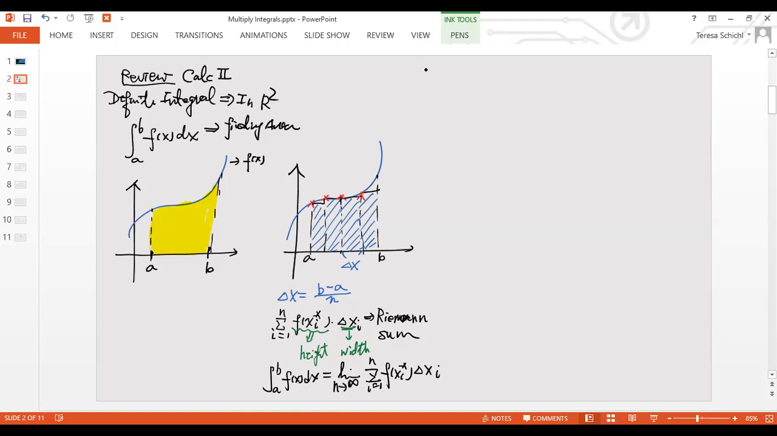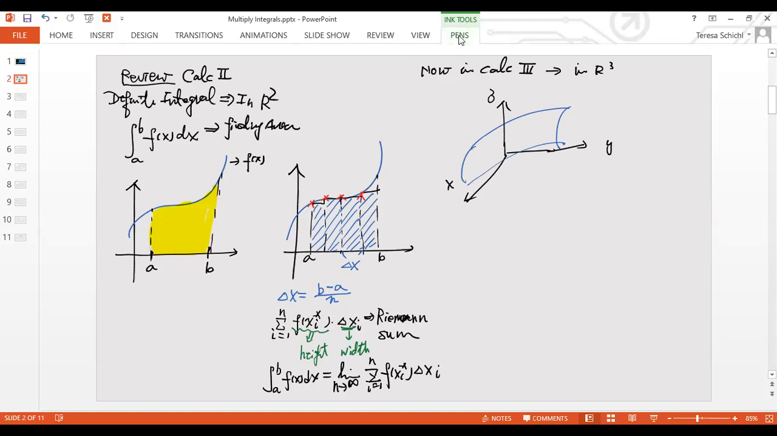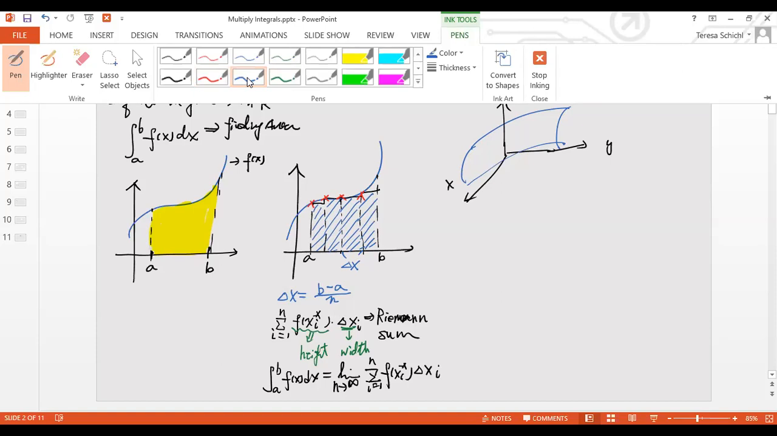So now in Calc 3, we have the same thing. Let's take a look at R3. This is x, y, and z. If you have some function, we have some type of surface like this in R3. And then what happens to my integration area? That's the topic we're going to talk about.